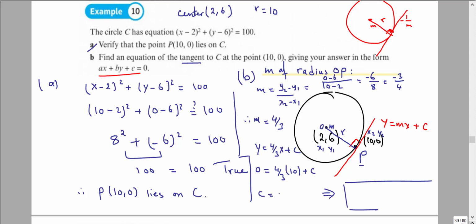So c will be negative 40 over 3, which means y equals 4 over 3 x minus 40 over 3. Now we don't want it in this form. We want it in the form ax plus by plus c. So what to do? Multiply everything by 3 and move y here. So it will be 4x minus 3y minus 40 equals 0. That's it.